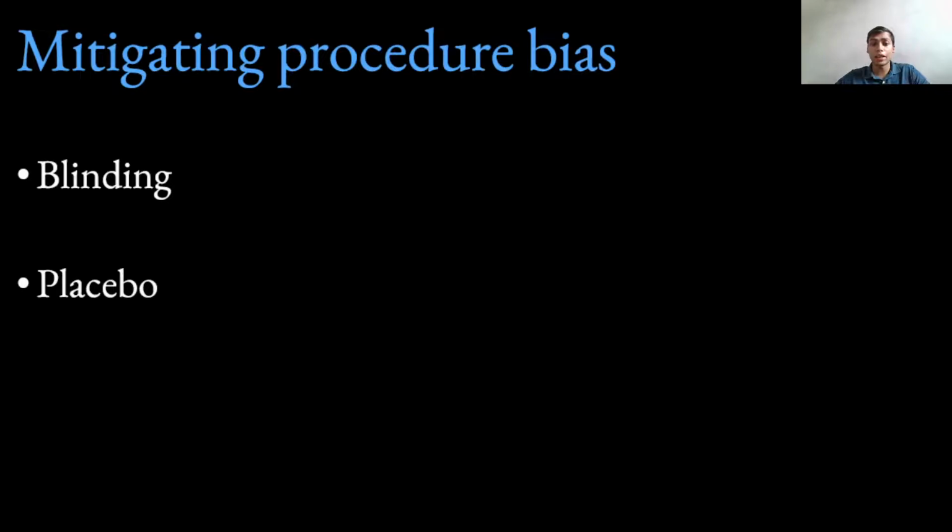And lastly, how do we mitigate procedure bias? We can do that by blinding or masking the participants, and we can also use a placebo group, which can reduce the influence of participants and researchers on procedures and their interpretation of outcomes, as neither group are aware of group assignments.